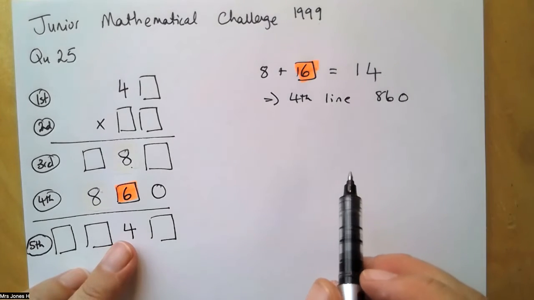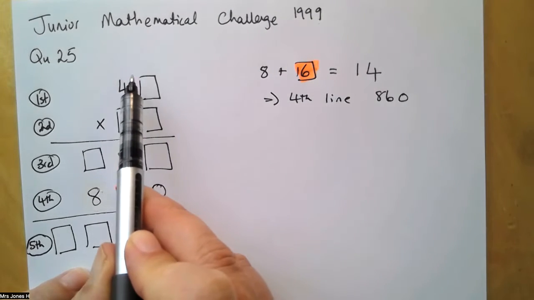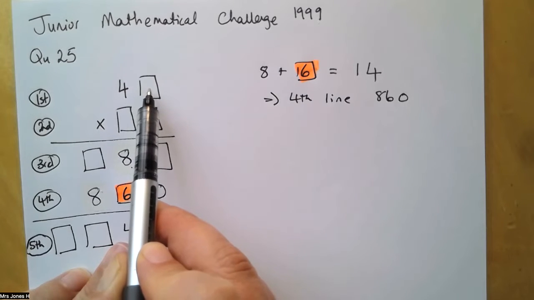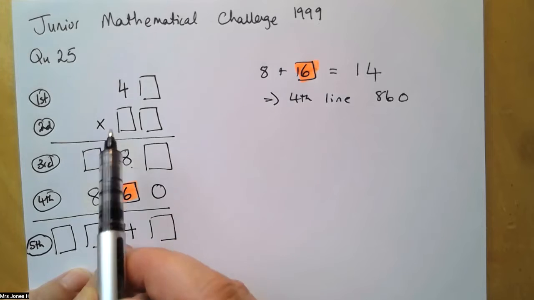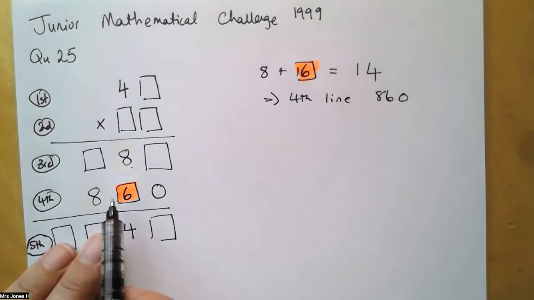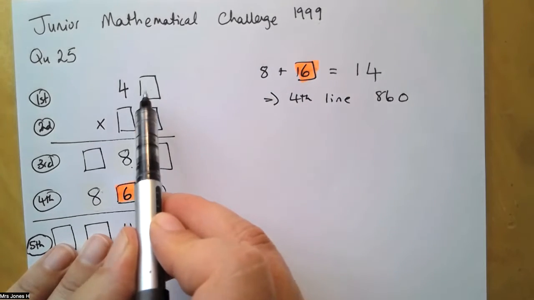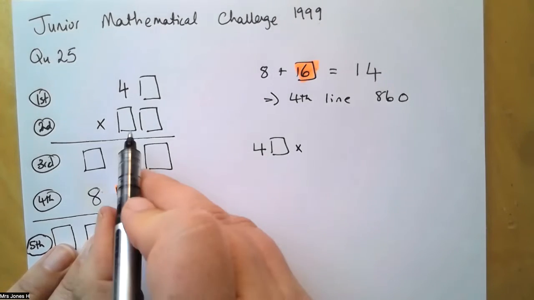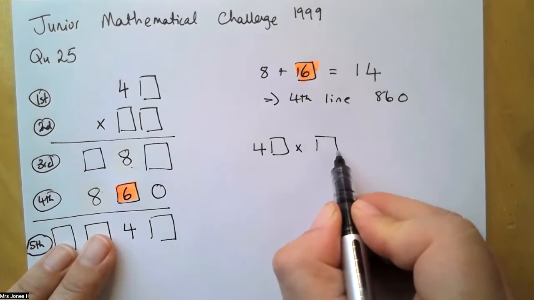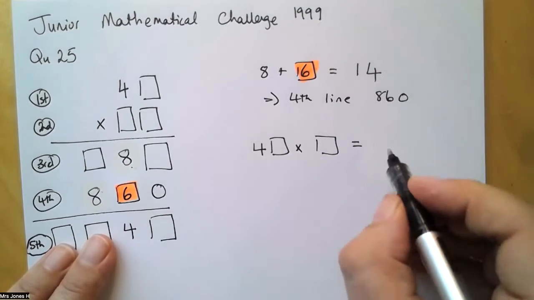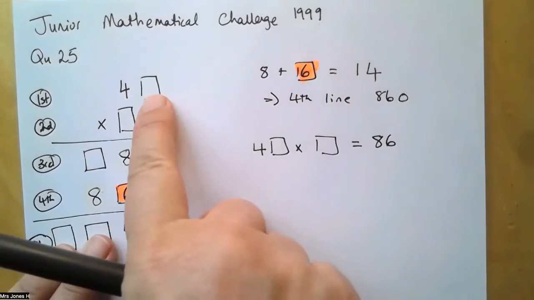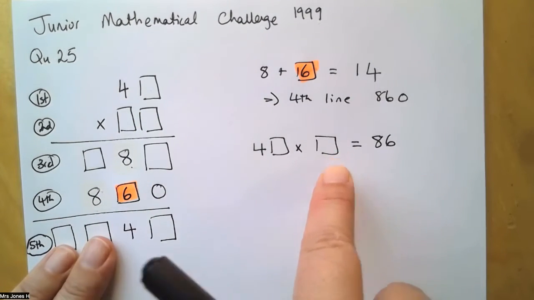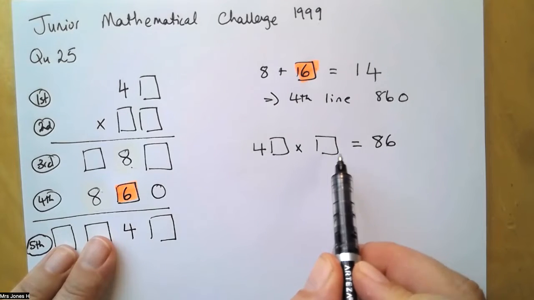Then what we're looking at is that when you multiply this 40-something by this digit here, you get this line here, 860. So 40 something multiplied by something is going to be 86. Okay, so those two multiplied is these two. I don't need the 0. I don't need to add the extra 0 here. So we know it's going to be something here.